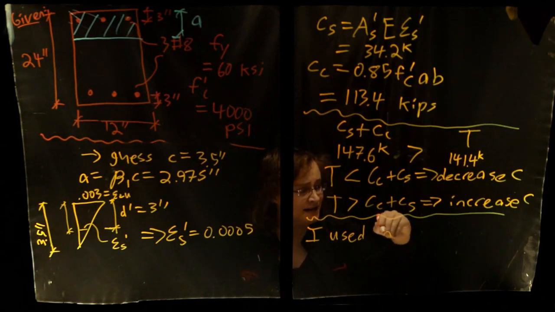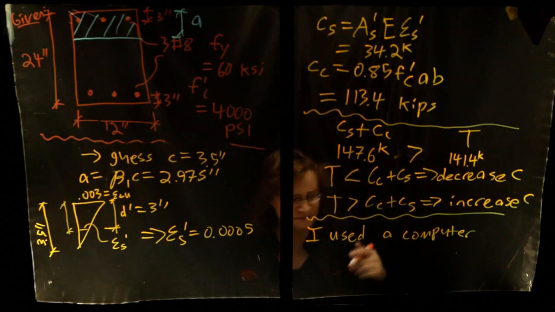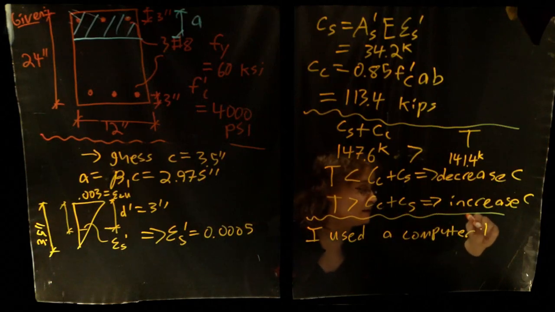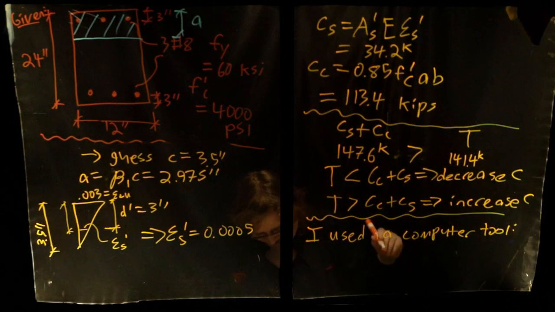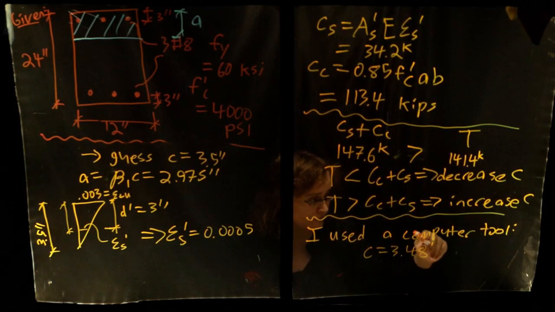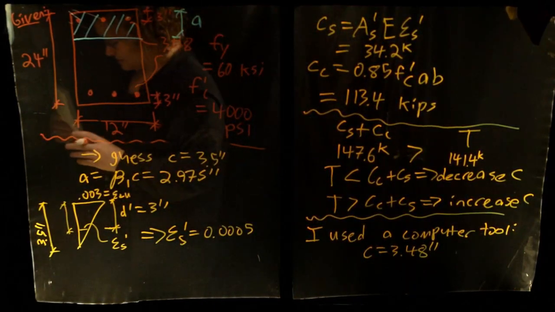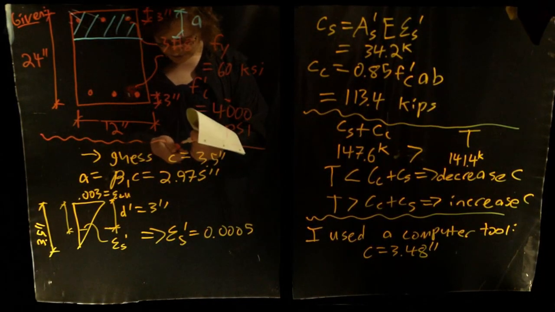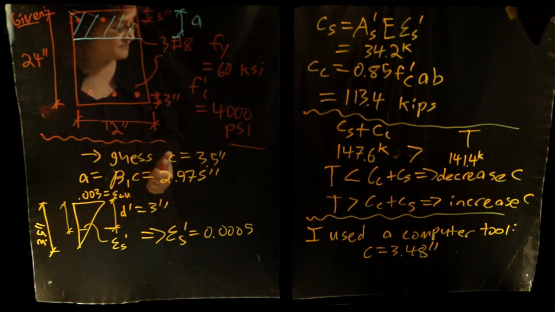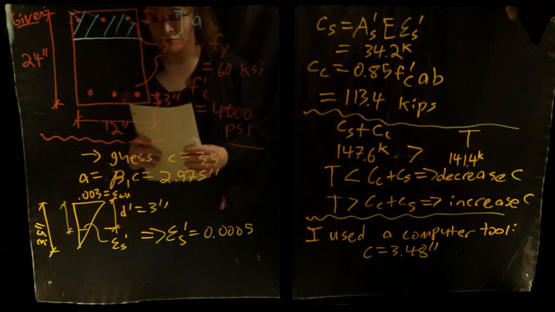I used a computer and got to finish the iteration, because again, we could go through this many times, but you just get close, like any iteration, you get closer and closer and closer. I used a computer tool, aka Excel in my case, and I got that C is equal to 3.48 inches. I just used the solver function. If you're curious, you can look up the Excel solver function if you are not familiar with it. But I want to run through this calculation one more time using our final value of C equals 3.48, just as a final check to make sure we're at a reasonable value of equilibrium.